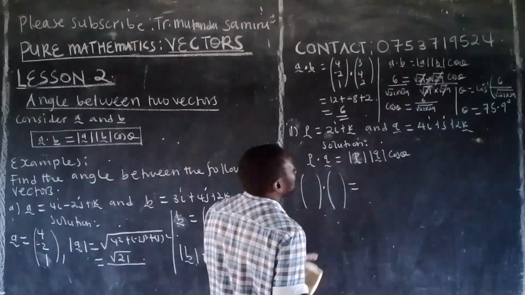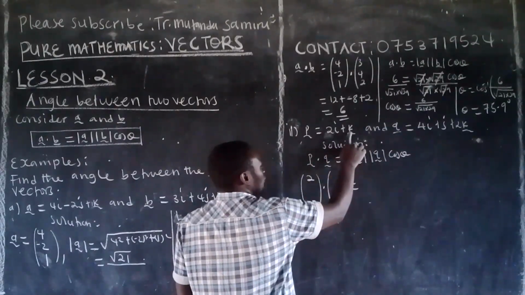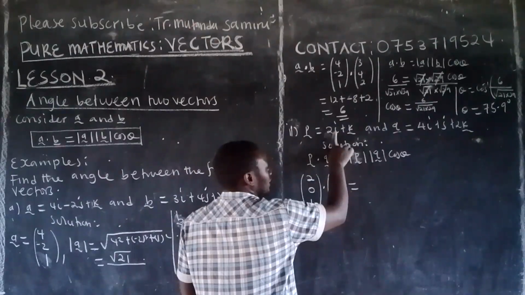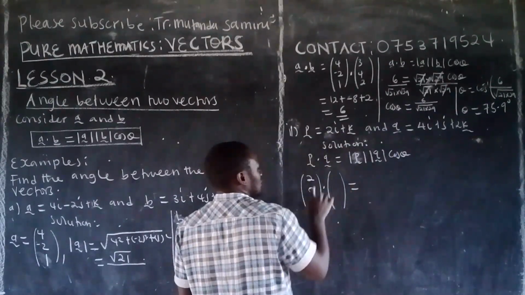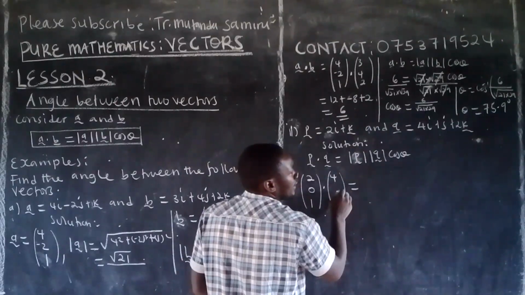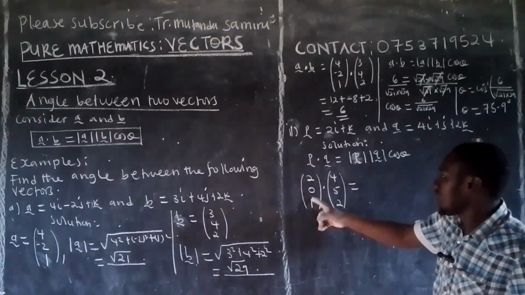Now, what's P? P is 2i, there is no j, so it is 0, then k is 1. So P is 2, 0, 1. The i component of Q is 4, j is 5, and k is 2, so Q is 4, 5, 2. I'm substituting in the formula: P is here, Q is here.